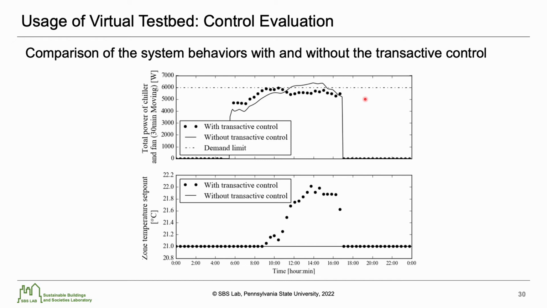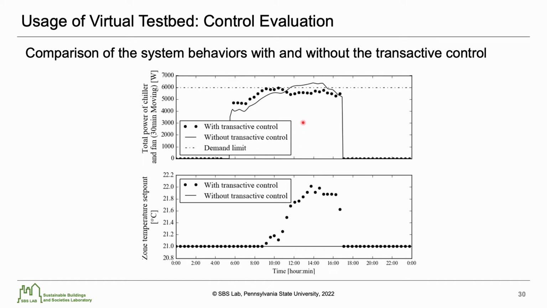Based on the above procedure and models, the HVAC system with the transactive control is evaluated, and its performance is compared with the system without the transactive control. So in that case, it adopts a constant temperature set point of 21 degrees Celsius for all the zones.